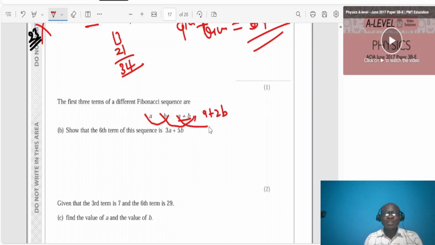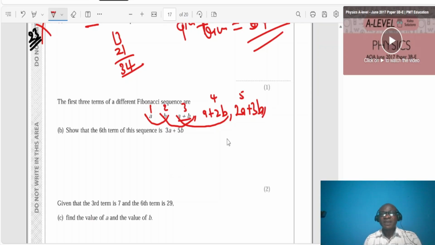If you add these two now together, you are going to get A plus A here will give us 2A, and B plus 2B will give us 3B. Can you see what I got? So let's count from one. This is first one, second one, third one, fourth one, fifth one. Let's find the sixth one.